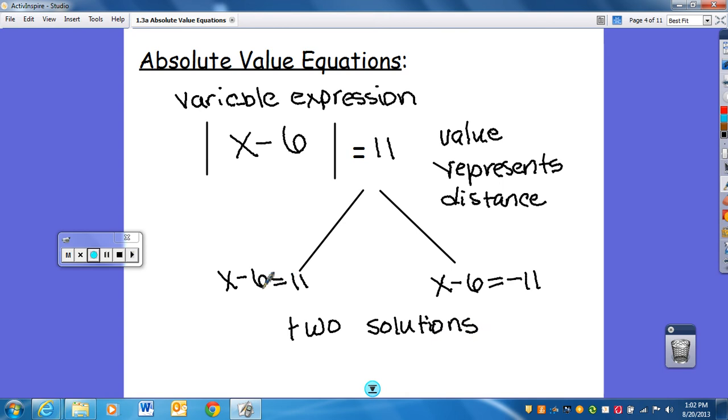If we finish solving and we added 6, we would get an answer of 17. Does that work? So we put 17 in here. 17 minus 6 is 11, and the absolute value is 11. If we add 6 to -11, we're going to get -5, and if we replace that into our absolute value, -5 minus 6 is -11, and the absolute value of negative 11 is positive 11. So there will be two solutions when we are solving our absolute value equations.